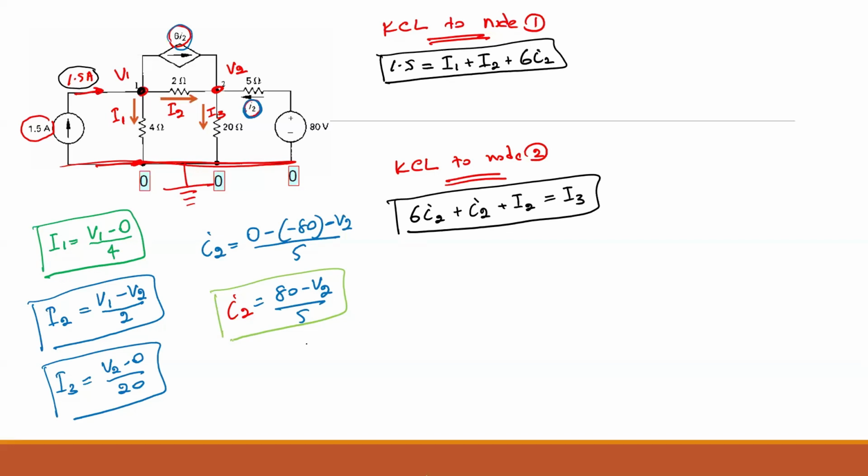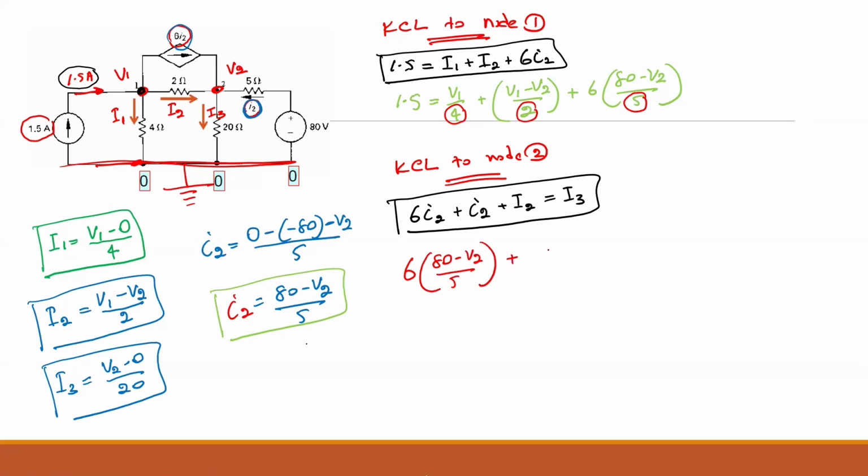Now we can substitute. When I substitute this 1.5, I1 is V1 over 4, I2 is V1 minus V2 over 2, plus 6 times 80 minus V2 over 5. So that's the equation. You can get rid of the denominators. You can multiply everything by 20 maybe, because you need to get rid of all these denominators, 4, 2, so common. You can multiply all the terms by 20 and get rid of that. I hope you're okay with that. So 6 times I2, you can write 80 minus V2 over 5, plus I2 we found, 80 minus V2 over 5, or else you can add these two together. See, these two you can add and you can say 7.